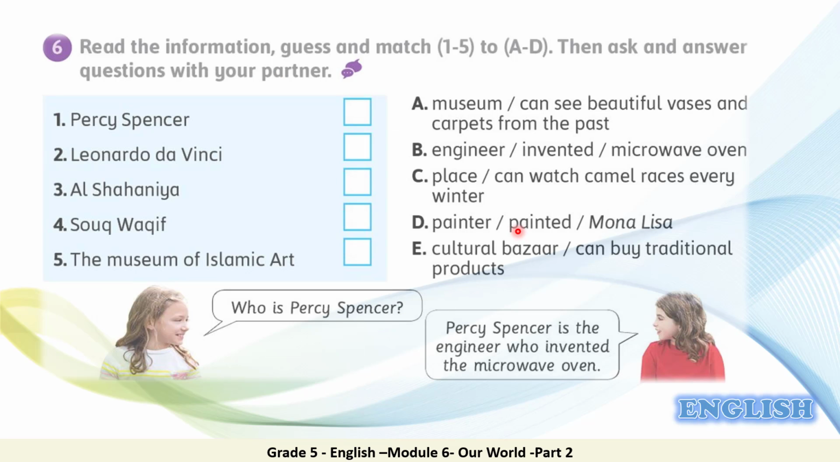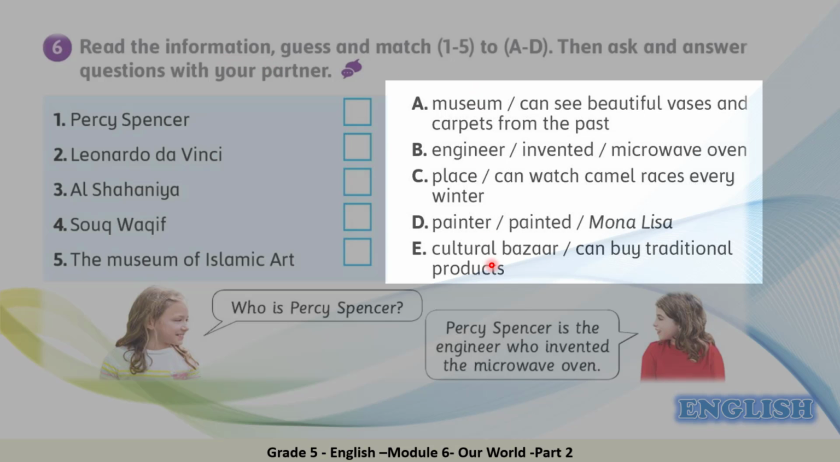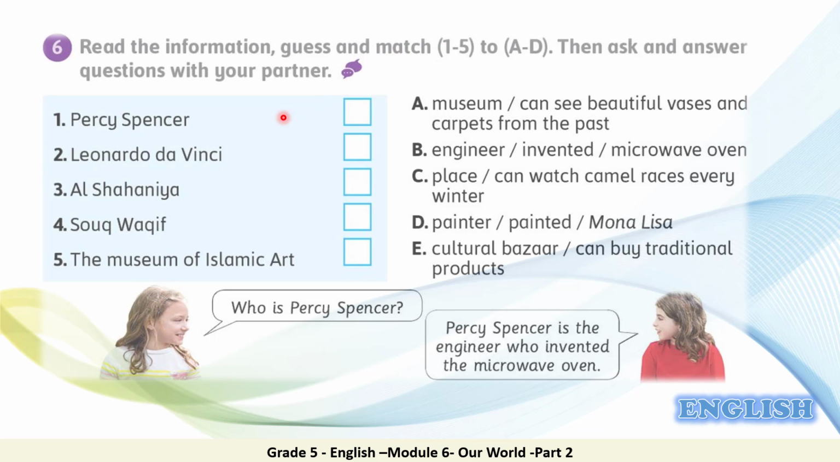Open your students' books, page 71, exercise 6. Read the information, and match 1 to 5, these ones, to A to D, these ones, then ask and answer questions with your partner. So we have here some names of people or names of places and so on, and here is information about them. You're gonna read now and match them together. Clear? This is the first task.